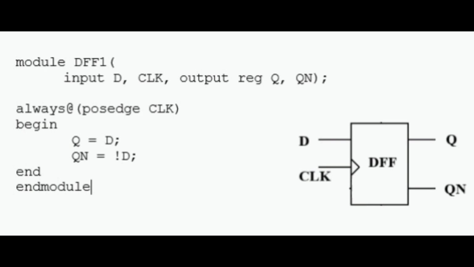With reg we can make the variable store the data, and it's a behavioral model, so it usually starts with always at positive edge of the clock. If the positive edge of the clock is detected, then Q is equal to D, and Q bar or QN is equal to not D. That's all about the program of the DFF.